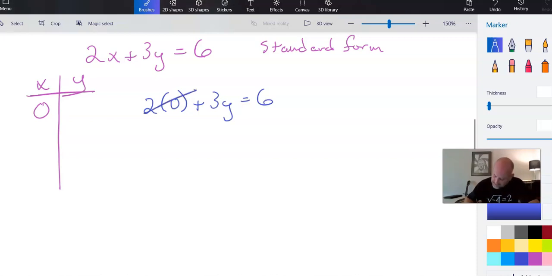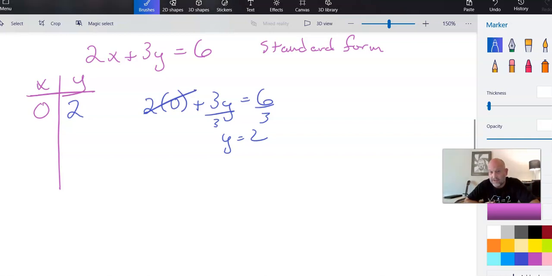That dies, and so I just have 3y as 6, and I can divide by 3, and I get y as 2. Not so bad. Now, so we have a first point. Now we need a second point.